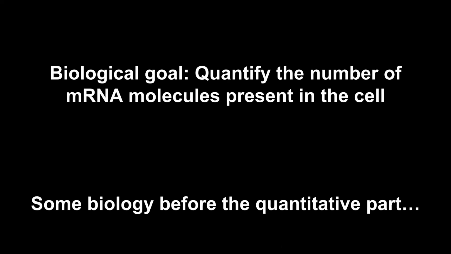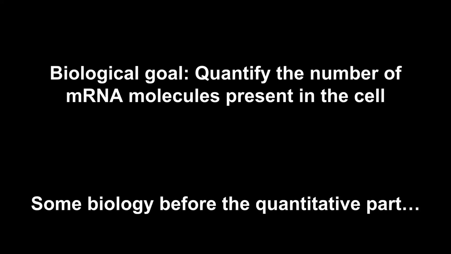Okay, so the biological goal is very simple. We want to quantify the number of mRNA molecules that we have in a cell or in a particular tissue. The reason we are doing this is because I have different tissues in my body. I have heart, kidney, lung, liver, and so on. They have exactly the same DNA, but the proteins that they're synthesizing are different.